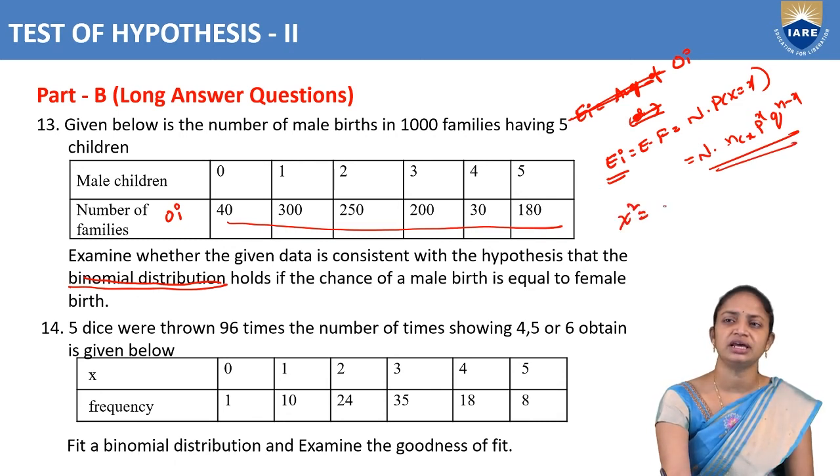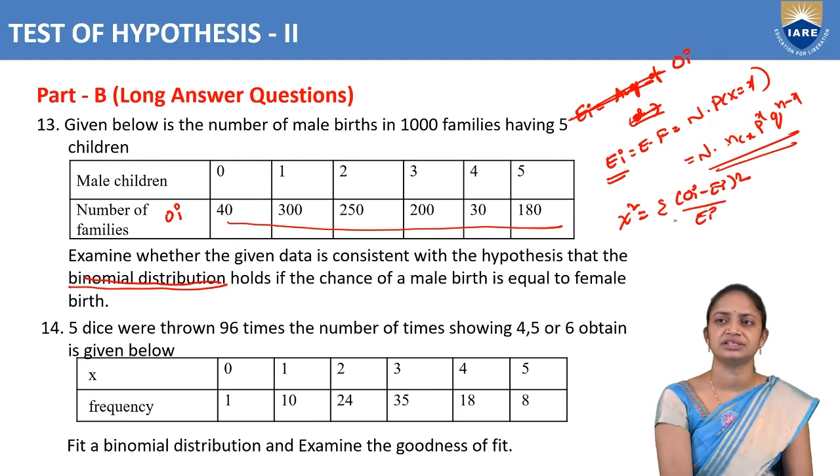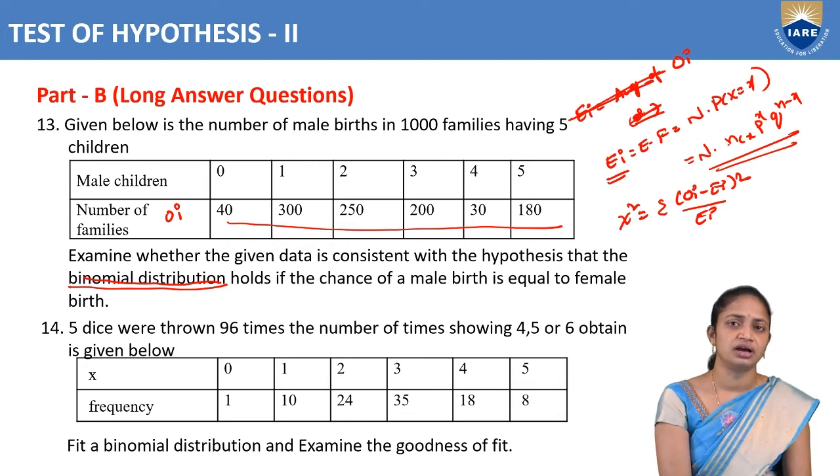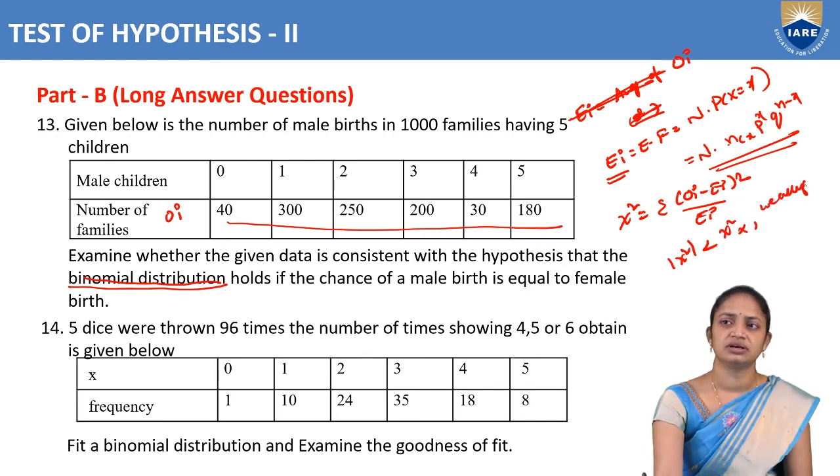So the main formula is summation (oi minus ei) whole square by ei. This is the chi-square distribution formula, and here also we have to use the procedure of chi-square distribution. First we need to set up the null hypothesis, after that the alternative hypothesis, third is the level of significance, and fourth is the test statistic. Here we have to use the formula, and fifth is the conclusion. If modulus of chi-square is less than chi-square alpha, we accept the null hypothesis. If modulus of chi-square is greater than chi-square alpha, we reject our null hypothesis.